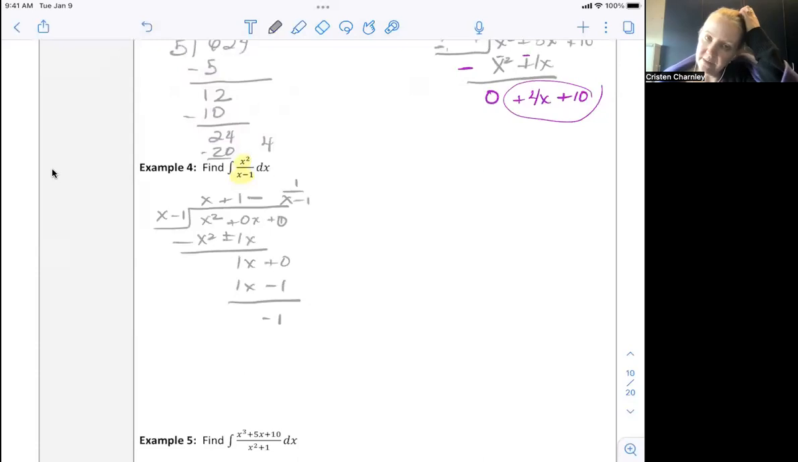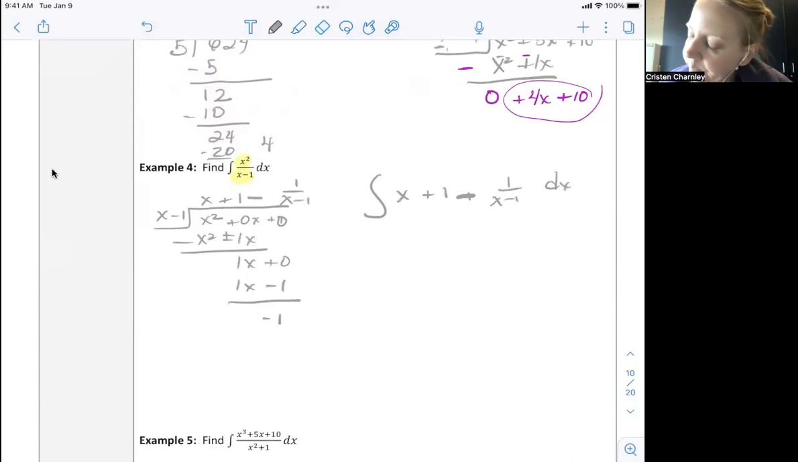Now, the whole point of that long division is to separate it into smaller terms, and that's exactly what we've done. So now we're going to integrate x plus 1 minus 1 over x minus 1 dx. And we know that we can separate that into 3 separate integrals. I'm not going to write it like that, though. So the first term is x squared over 2 plus 1x minus, now this 1 over x minus 1, you can do a little u substitution.